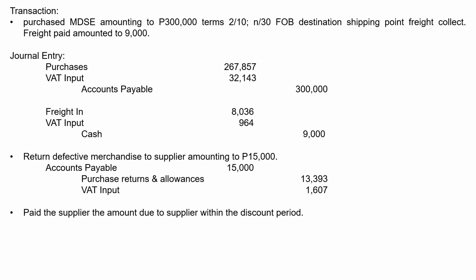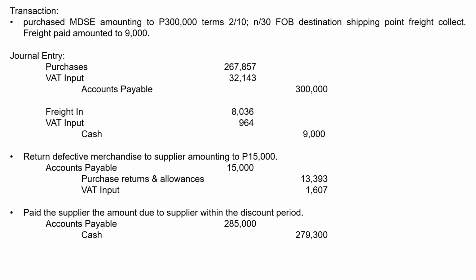Next is paid the supplier the amount due to supplier within the discount period. So let's compute for our accounts payable. Accounts payable of 300,000 minus the accounts payable debited of 15,000. So the accounts payable we will have to pay is 285,000. So debit accounts payable 285,000. And then times 0.98, because this will be the amount of cash we will pay. So the amount of cash that we will pay is 279,300. So 279,300 minus 285,000 is equal to 5,700.